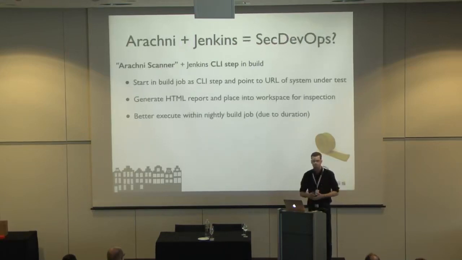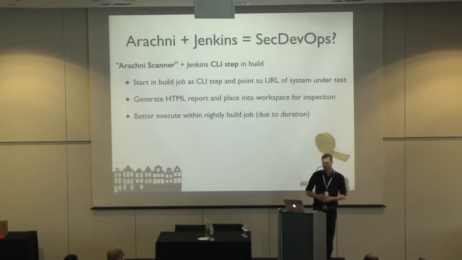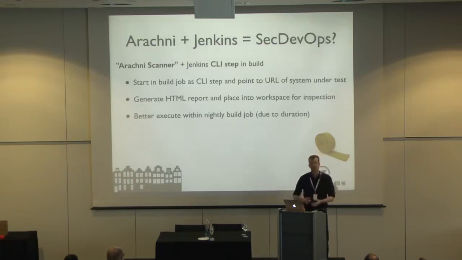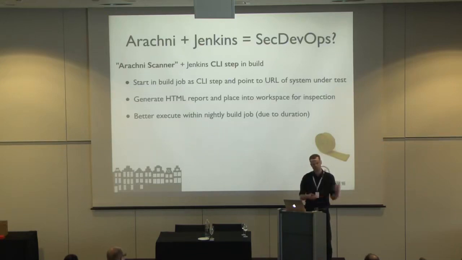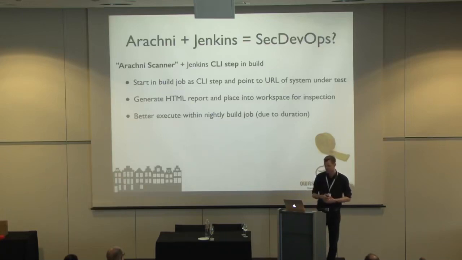So Arachni and Jenkins can also be used, but as I already said, there's no plugin available, at least not that I'm aware of currently, that fits natively into a Jenkins build. But due to its very good command line interface support, we could simply use a command line step within the build job to execute the Arachni scanner against our target that has been started in an integration test system during the build. That also generates HTML or XML reports that we can then link from Jenkins to the build for further inspection. It should also be run nightly, obviously, not on commit, because it takes quite long.